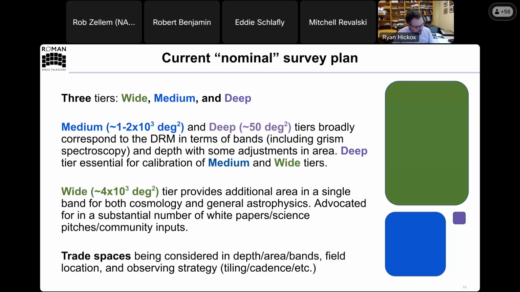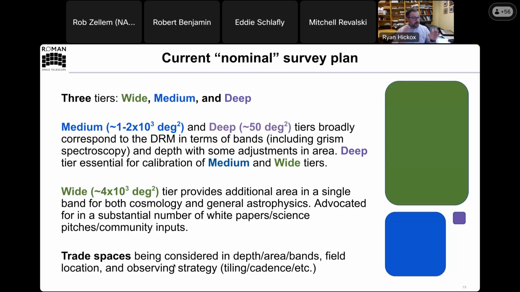In addition to that, we are considering a wider tier that's wider than anything that was considered in the design reference mission, that would look for just a single band. As I pointed out, this is useful for cosmology and general astrophysics and is advocated by a substantial number of white papers and science pitches. And the area that we're looking at the moment for this would be something like 4,000 square degrees. But I'll talk about the considerations of this in just a minute.